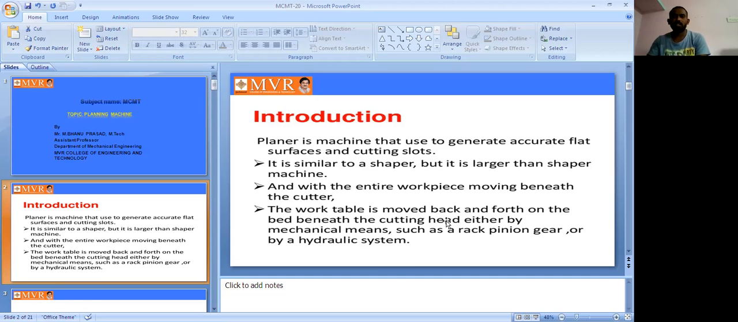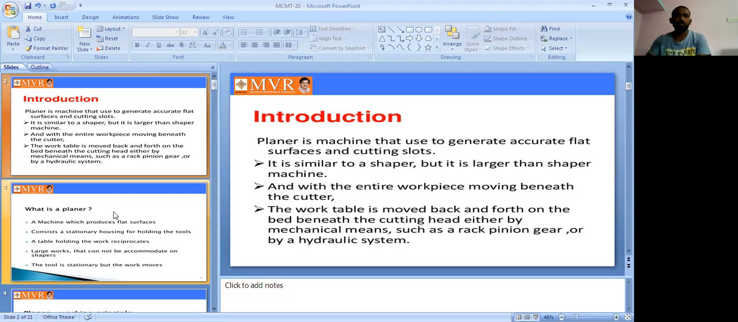When the table moves back, it is moved forth on the bed beneath the cutting head, either by mechanical means such as rack, pinion, gears, and a hydraulic system. So that is the introduction to the planer machining operation.